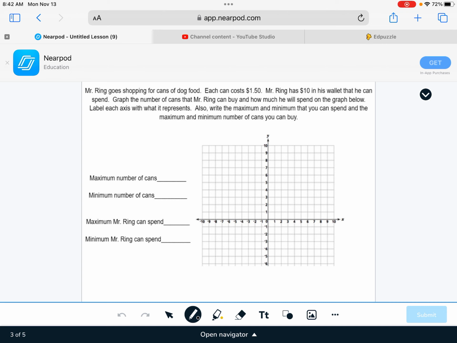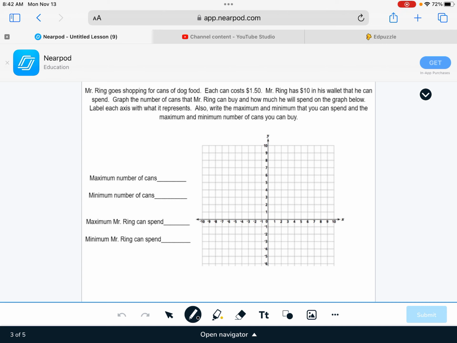If we do a little bit of math and we do $10 divided by $1.50, it doesn't divide out equally. Something that I might want to do on here is I might want to start thinking about creating a table of values or something like that that we can then graph on this coordinate plane. Okay, so let's start doing that. Now, let's start with the minimum number of cans of dog food, okay?